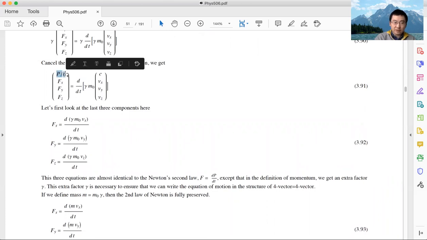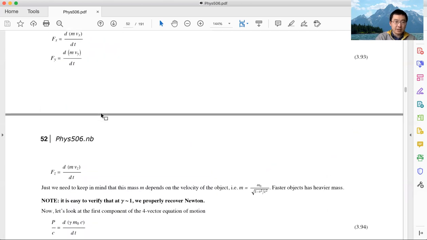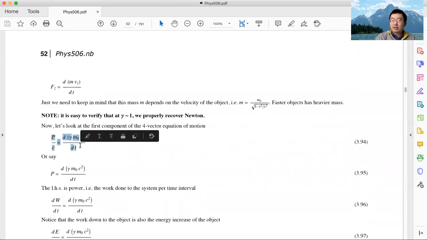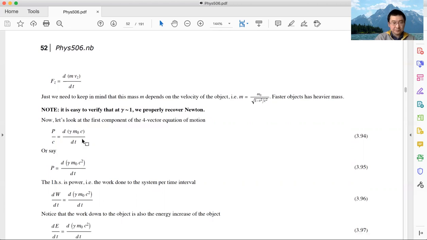Now let's look at the first component. On one side is P over c, and remember, this P is power. It's not pressure, it's not momentum, it's power. The left-hand side is the power of the force over c, and the other side of the equation is the time derivative of gamma times rest mass times the speed of light. So the first component of my four-dimensional equation of motion says power equals the time derivative of gamma m0 c.